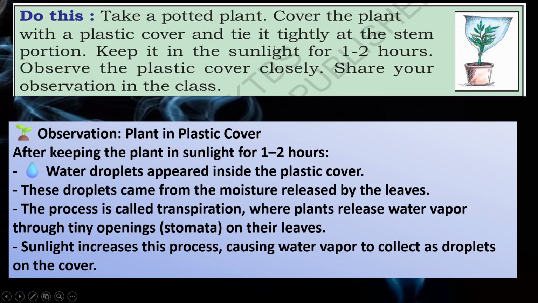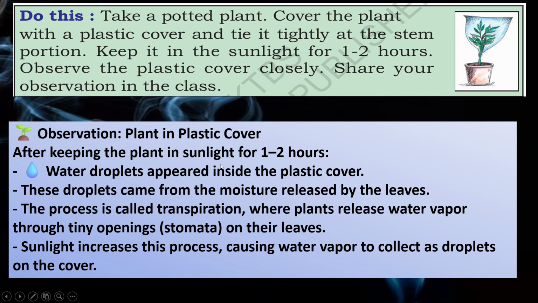Do this. Take a potted plant, cover the plant with a plastic cover and tie it tightly at the stem portion. Keep it in the sunlight for 1 or 2 hours. Observe the plastic cover closely. Share your observation in the class. Observation: plant in the plastic cover.